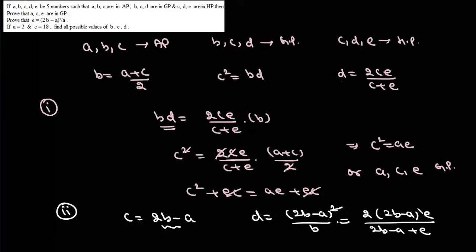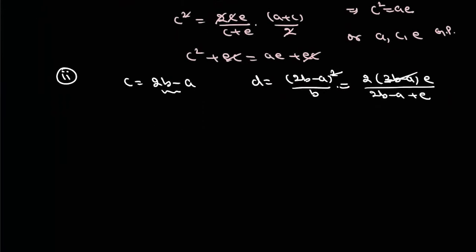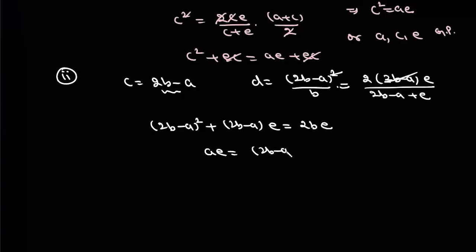Now this 2B minus A will cancel. We can write this as (2B minus A) whole square plus (2B minus A) into E, and that will be equal to 2BE. Now 2B into E will cancel. So we'll get A into E as (2B minus A) whole square, or E is (2B minus A) whole square upon A.